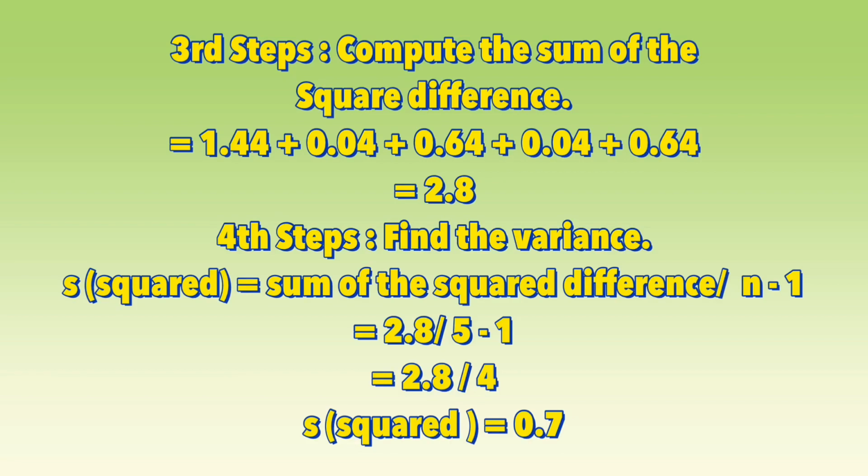Our formula to find the variance is s squared equals the sum of the squared differences over n minus 1, where n is the number of samples given. So the sum of the squared differences is 2.8 over 5 minus 1. Then we have 2.8 divided by 4, and the variance equals 0.7. Therefore, this means that the approximate average of the squared deviations is 0.7.